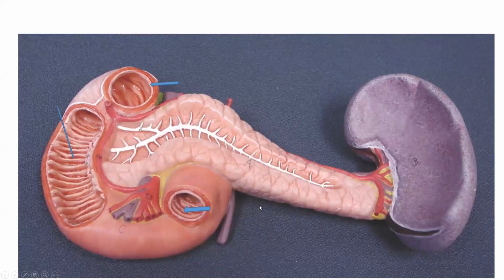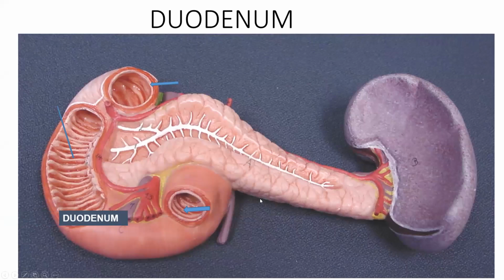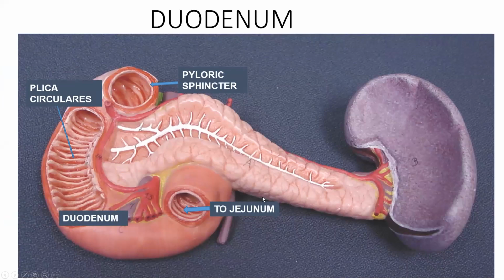Okay, so here's our model. There's our duodenum. There's the pyloric sphincter. There is where we go off to the jejunum for the next 15 feet or so. There's the pancreatic duct right there. And we just get the hint of the bile duct here. On this model, it disappears.